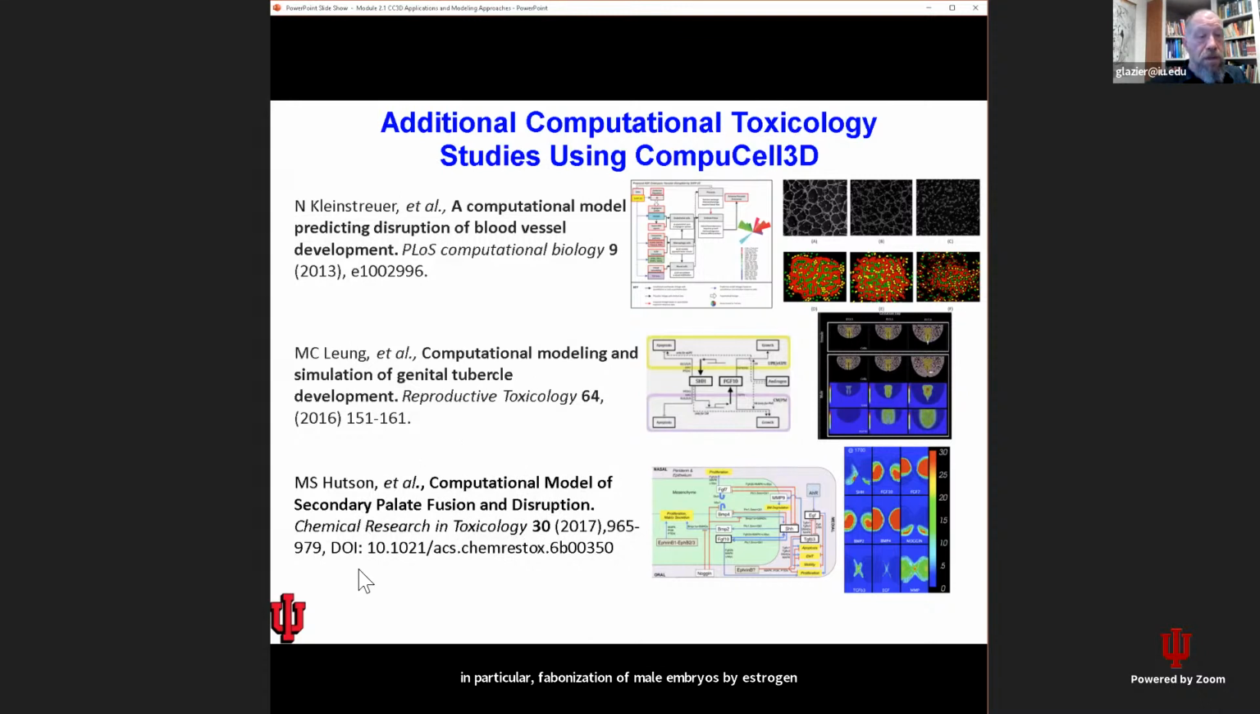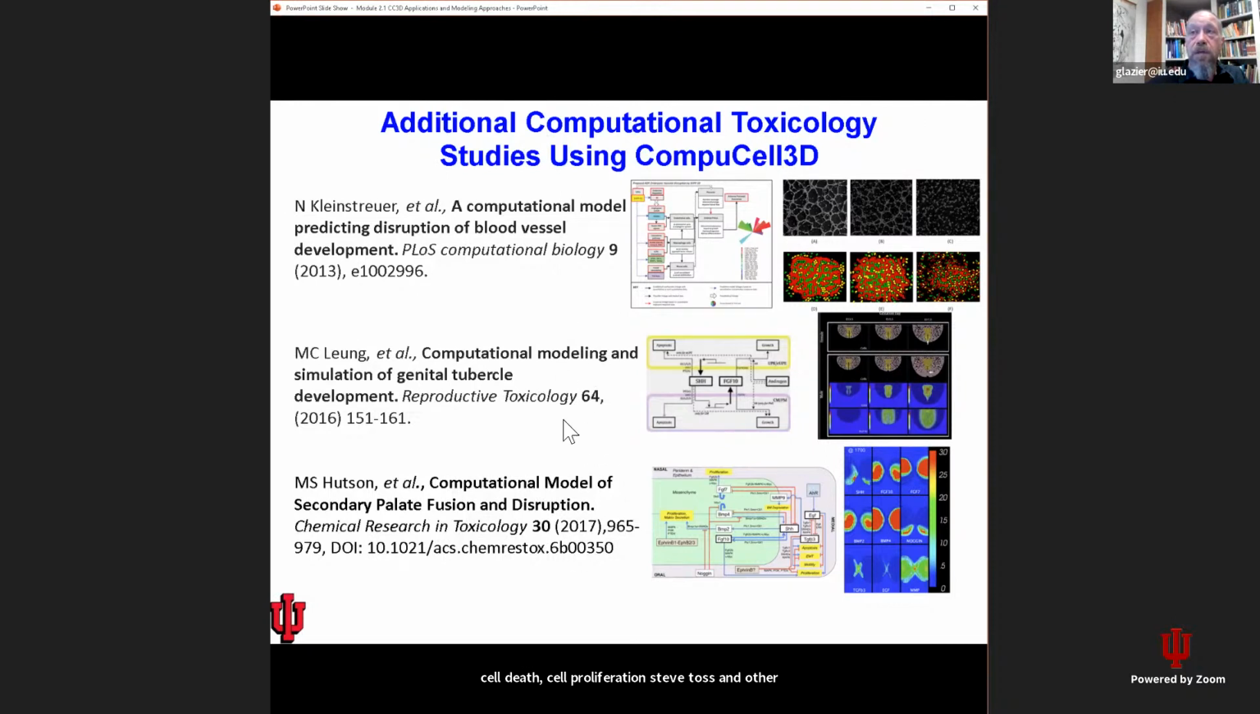And Shane Hudson, who's going to be speaking to us on Thursday or Friday, did a beautiful model of secondary palate fusion, of the bone structure development in the roof of the mouth, which can be impaired by chemical toxicants. In each one of these cases, there's quite a detailed molecular model of the signaling pathways. There also are what computational toxicologists would call adverse outcome pathways, which are network models which represent not only chemical species, but outcomes, cell death, cell proliferation, steatosis, and other things.